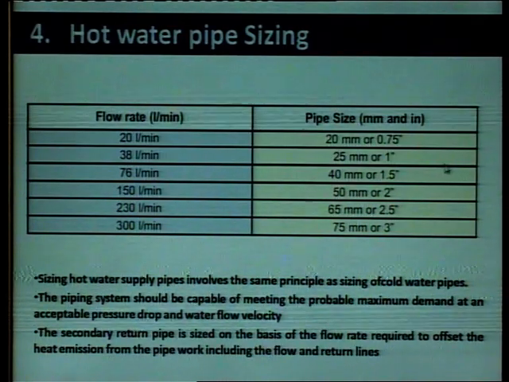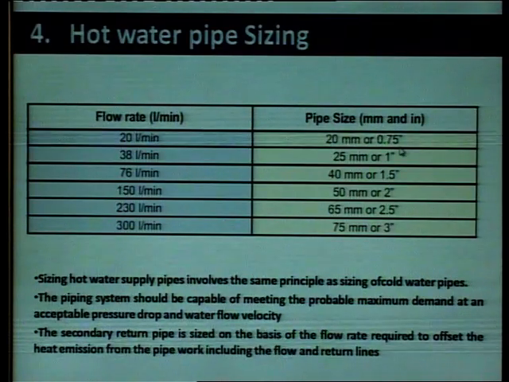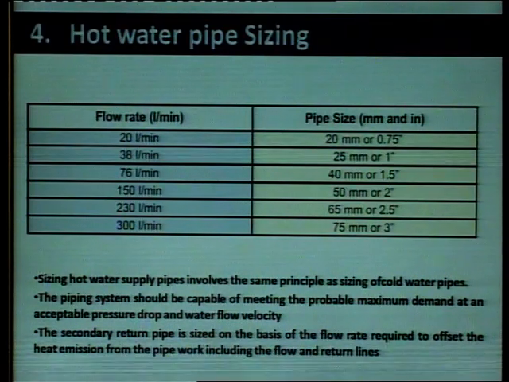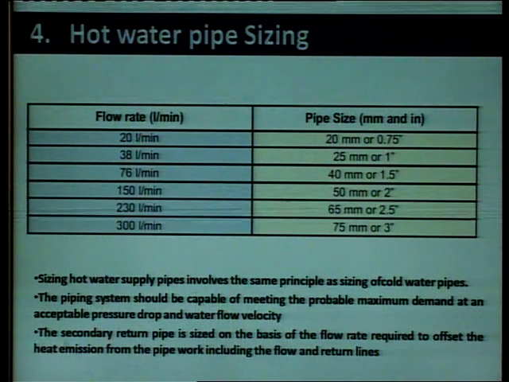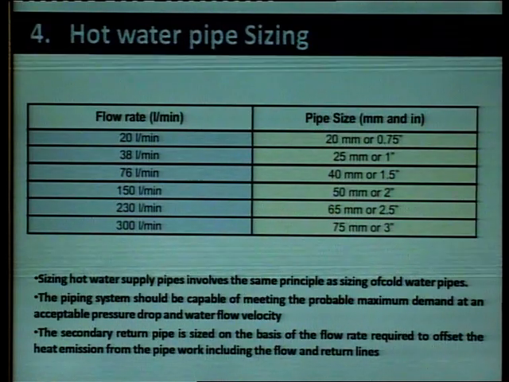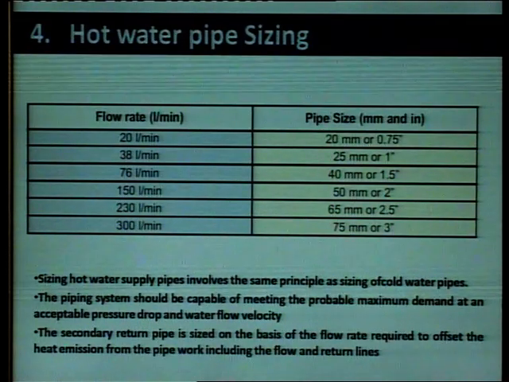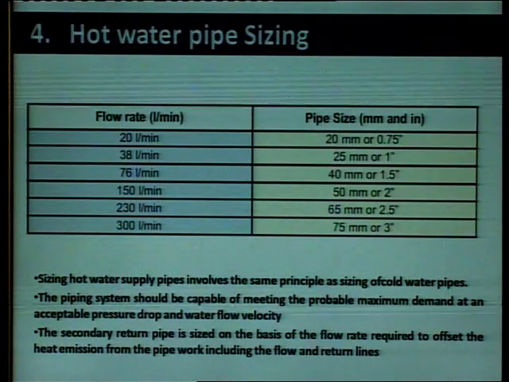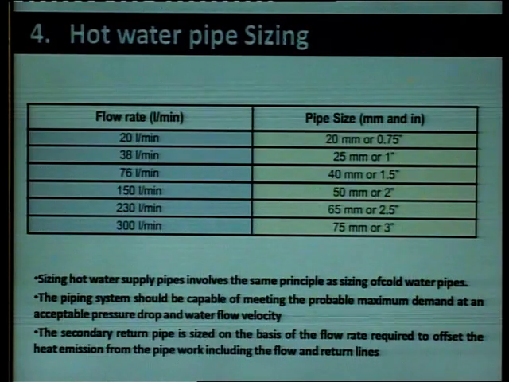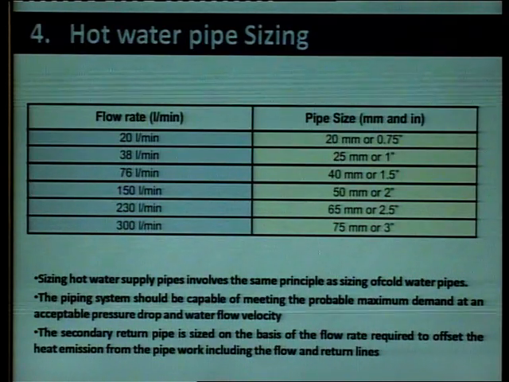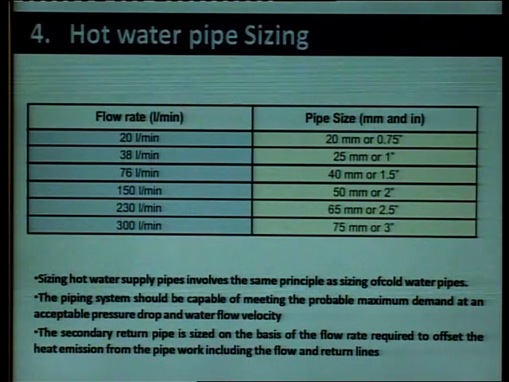Now, why we are trying to study this as architects is that it is very important that the pipe which is carrying the hot water itself has to be insulated. It is itself a source of losses. So, let us study what is written beneath. The sizing of hot water supply involves the same principles as the sizing of cold water supply. The piping system should be capable of meeting the probable maximum demand at an acceptable pressure drop and water flow velocity. The secondary return pipe is sized on the basis of flow rate required to offset the heat emission from the pipe work, including the flow and return rates.